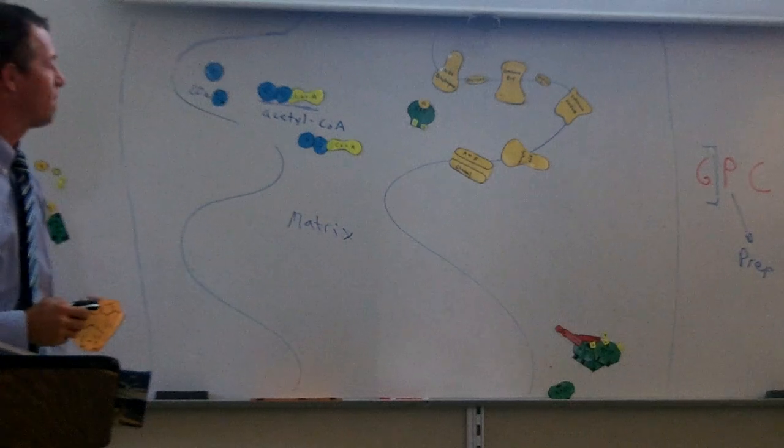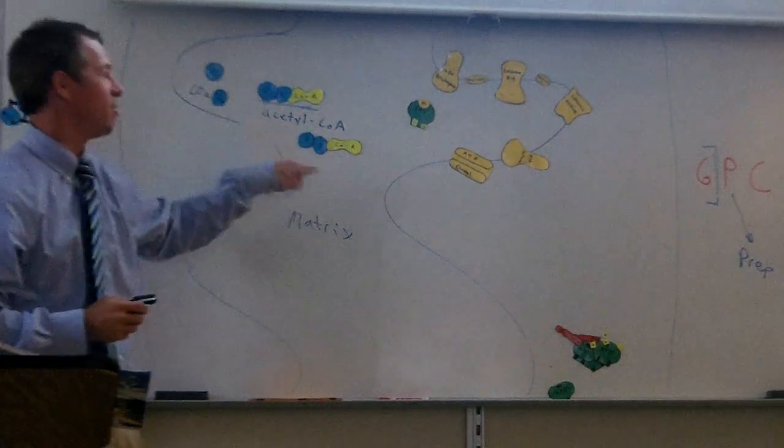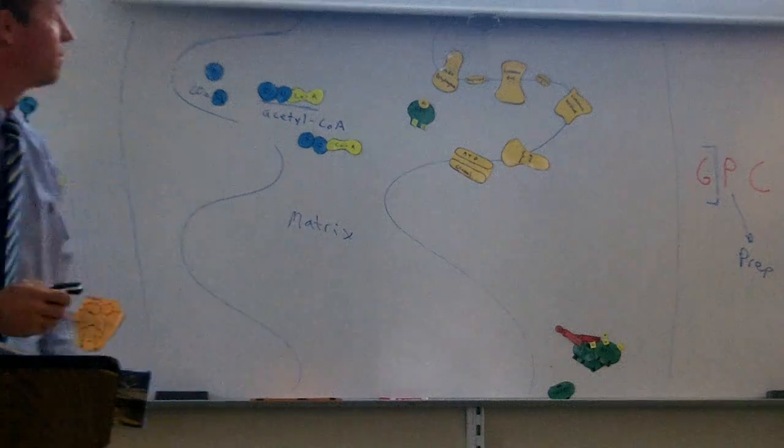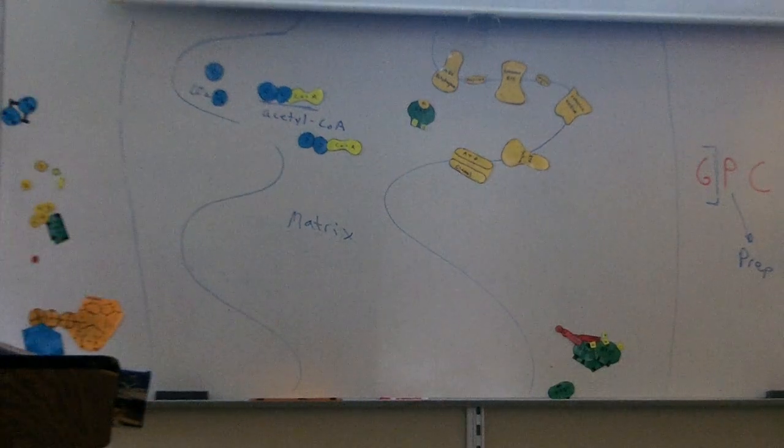Where's the citric acid cycle? That's coming next. That also happens in the matrix. Wait, what step is fermentation in? Fermentation happened way out.